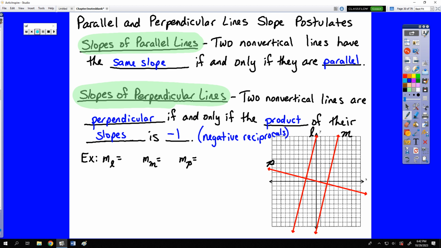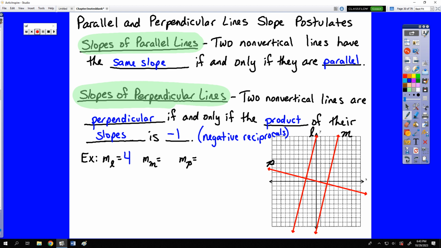Okay? So in the example here, we have three lines, line L, line M, and line P. Line L has a slope of 4 over 1. Okay, again, we talked about how to do that in the last video. So we have to find 2 points, and we need to go up 4 and right 1. Okay, up 4, right 1. The rise over run is 4 over 1. 4 over 1 gives us a slope of 4.